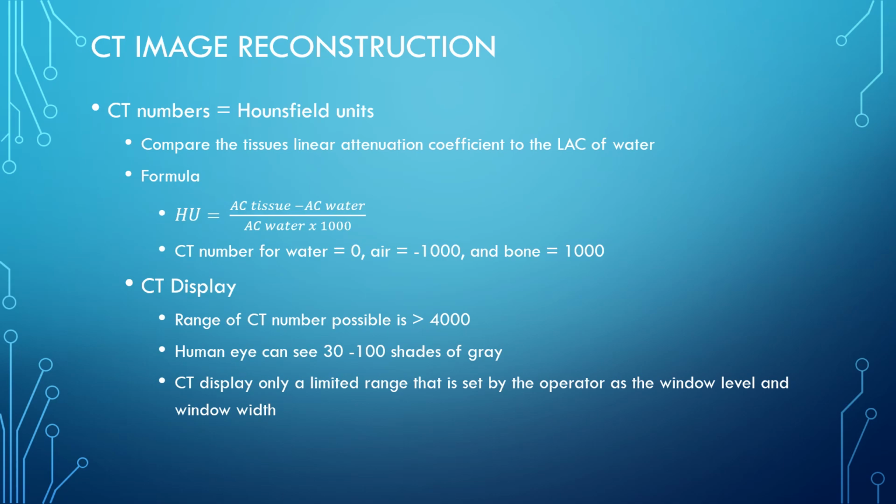The CT display has a range of CT numbers possible greater than 4,000. The human eye can see 30 to 100 shades of gray, so CT can do a lot more than the human eye can. And the CT display is only a limited range that is set by the operator as the window level and window width.